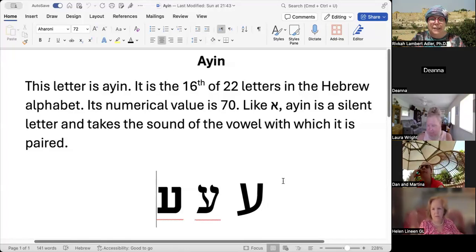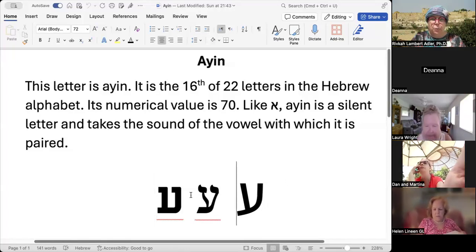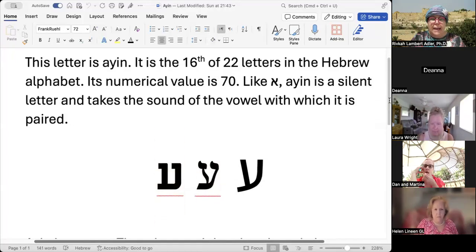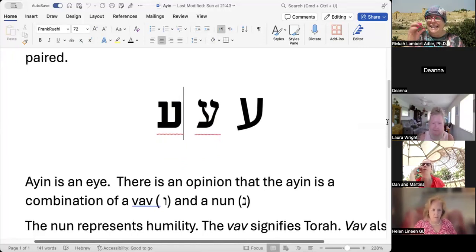Okay, this is what an ayin looks like in three different fonts. One, two, three, an ayin.